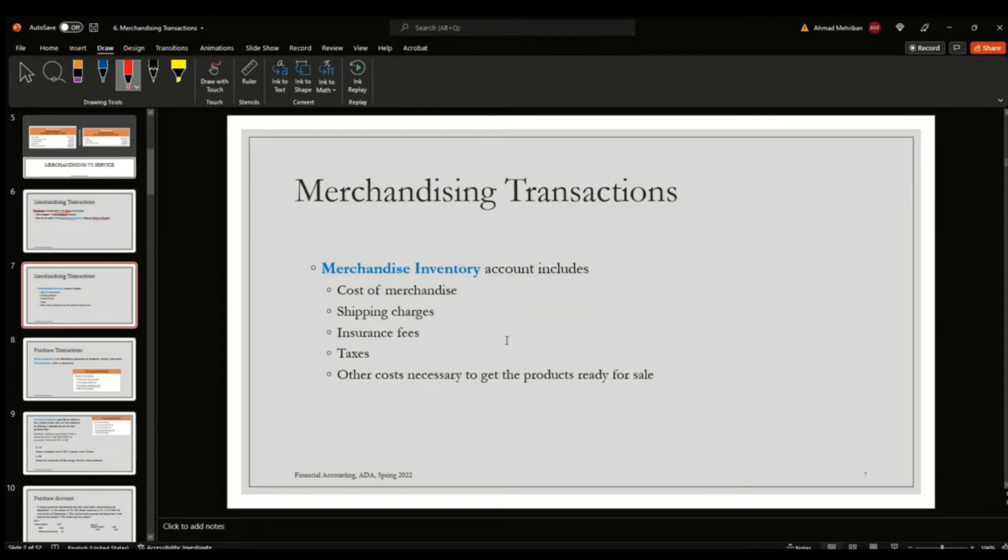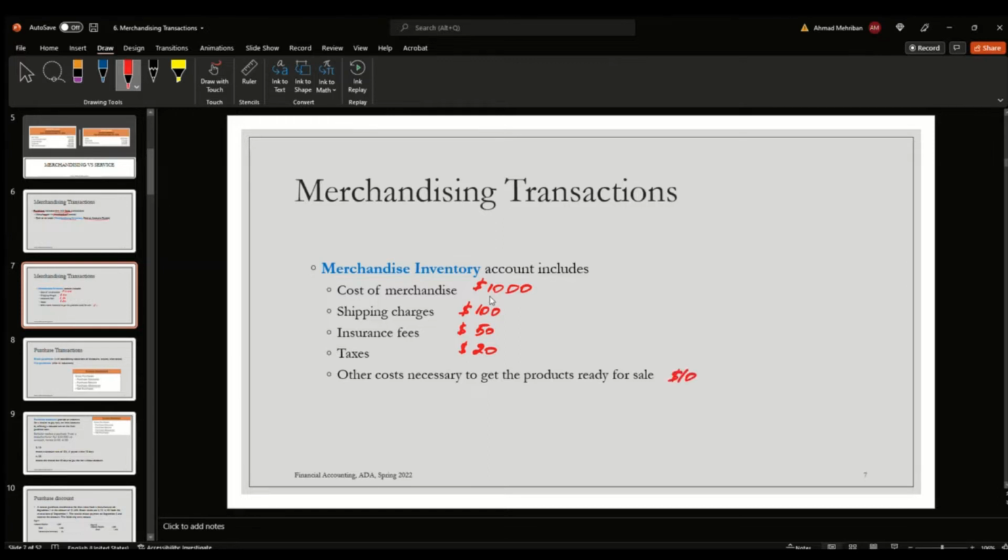Now, let's go on. The merchandise inventory, technically, in the cost of it, will include not just the price of an item, but also the shipping charges. So let's say that if you buy a computer from a manufacturer, it's going to be, let's say, $100. Well, a computer cannot be that cheap. Let's go with $1,000. And then the shipping charges, let's say, are $100 for that one computer. And insurance, let's say, is $50. And let's say there are taxes of $20, etc. And if there are other costs to get the products ready for sale, let's say it's about $10.